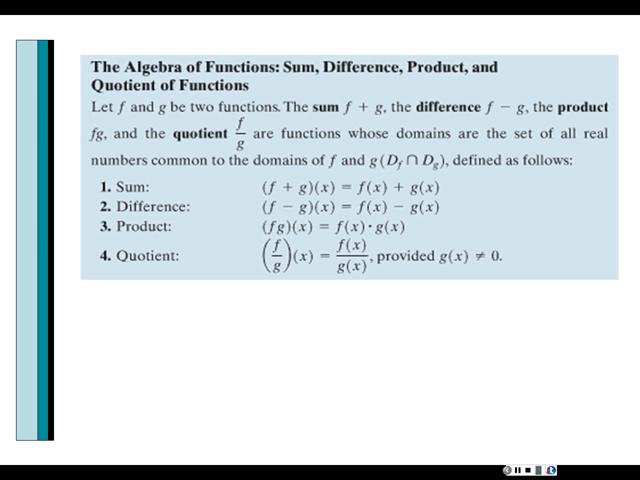Now the interesting question people might be asking is how the domain will be changed. For an example, before you are adding f and g, let's say there is a domain set for f and there is a domain set for g. Now what happens after you add? What will be the domain? That might be an interesting question.